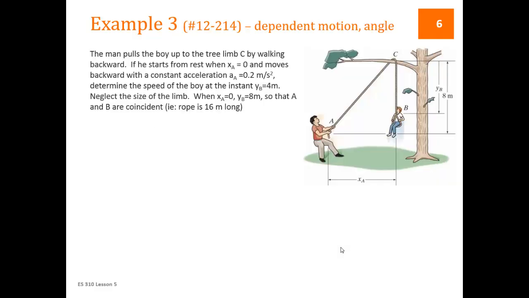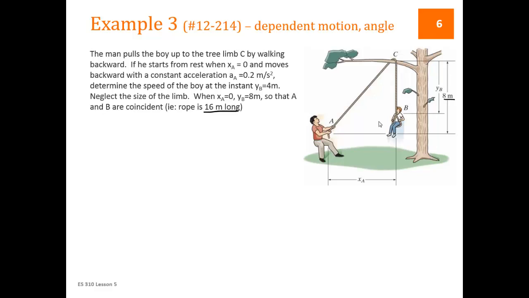Our last example here is one of these ones with angles. So what happens here is the father has his son on the rope, right? So initially it says that when XA is 0, so the dad is right by the boy, YB is 8. Okay, so there's the 8 when the dad's right up against him. That means that the total rope is 16 meters long. Okay? So L is 16 total.